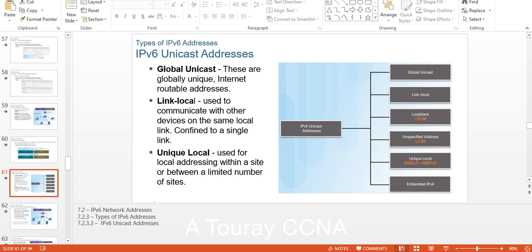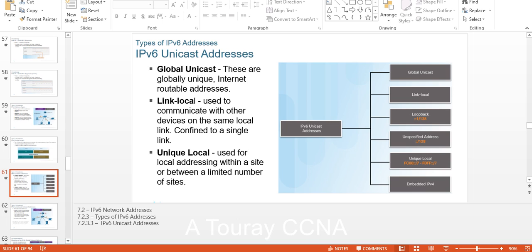So IPv6 has unicast. We said IPv6 has unicast, multicast, and anycast. The IPv6 unicast address comes in different forms. It has global unicast, link local, loopback, unspecified address. We have the unique local, and we have the embedded. The most important addresses in this are the global unicast, that is similar to that of the public IP.